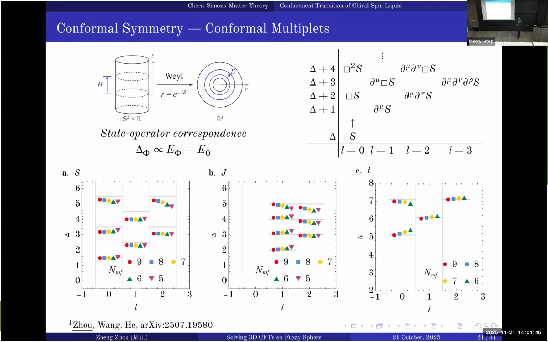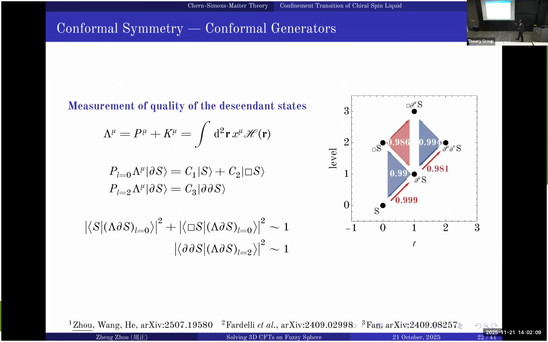And for some higher operator, we call T here, we can also identify its descendants. For example, this primary is at scaling dimension about 5. So how do we know that these states that form integer spacing are the descendants of the same primary? We can measure the quality of the descendant states by the conformal generators.